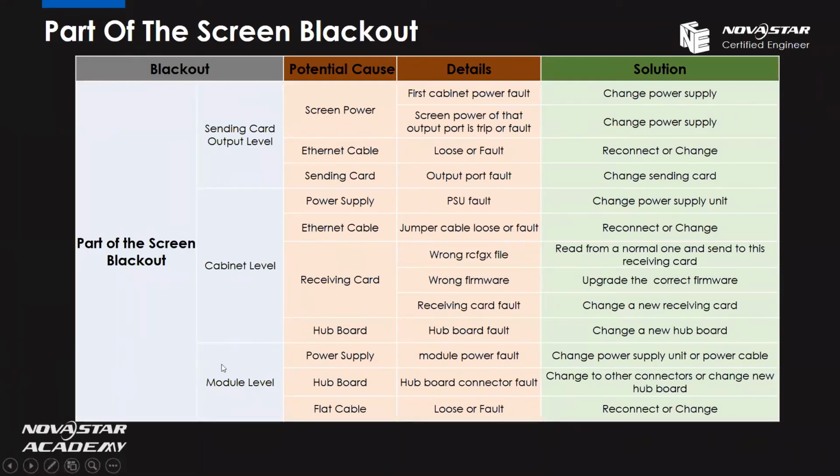Okay, for the third situation, the module level. The first important thing is to check the power supply. If there is something wrong, we change the power supply or the power cable. And for the hub board, if the hub board is disconnected or there is something wrong, we need to change to other connectors or change to a new hub board. And also the flat cable is the same as the Ethernet cable. If it is loose or there is something wrong, we need to reconnect or change another cable. Okay, after getting this point, let's see the systematic method.